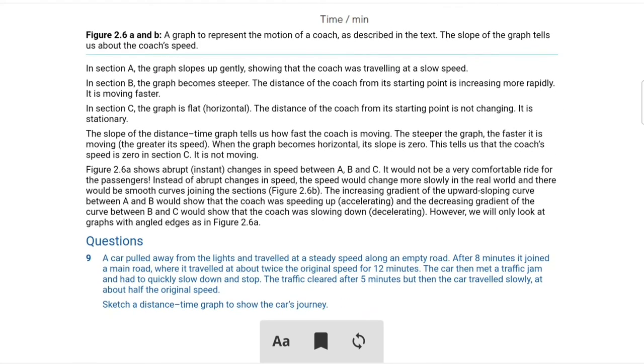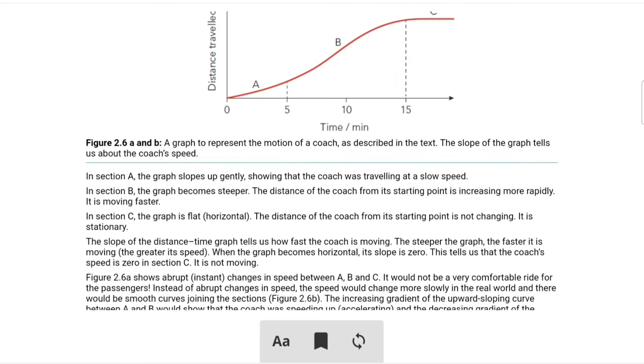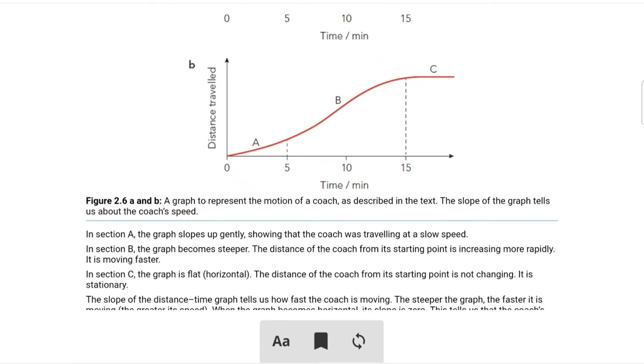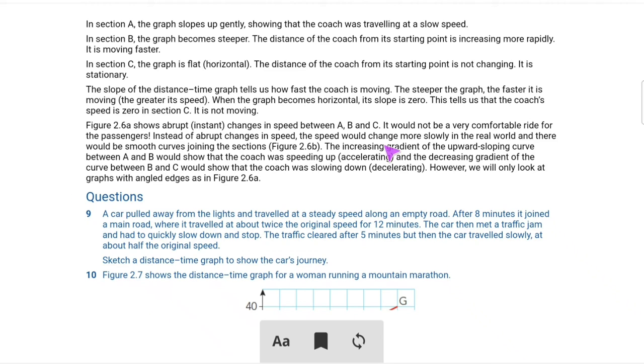Okay, so there would be smooth curves joining the sections, and the increasing gradient of the upward sloping curve between A and B would show the coach was speeding up. അല്ലേ, അതായത് ഈ ഒരു ഇൻക്രീസിങ് കർവ് കാണിക്കുന്നത് it is speeding up, and this decreasing curve shows it is slowing down. That is, the increasing gradient of the upward sloping curve between A and B shows that the coach was speeding up, accelerating. And the decreasing gradient of the curve between B and C shows the coach was slowing down.